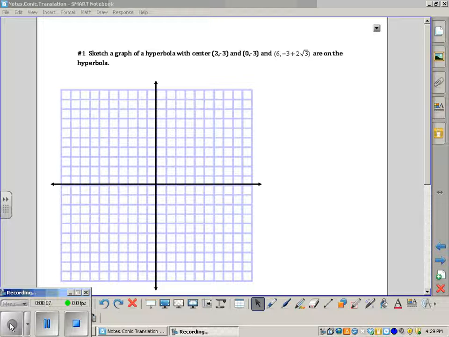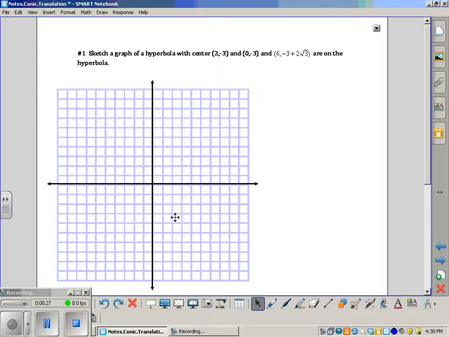This is conic translation. So basically it's graphing ellipses, circles, and hyperbolas. I think one of each, and just with a shift of the center. So let's see, sketch a graph of the hyperbola with center 2, -3.